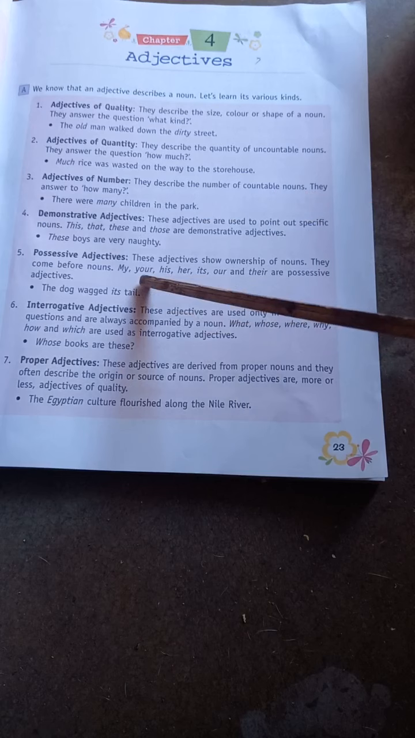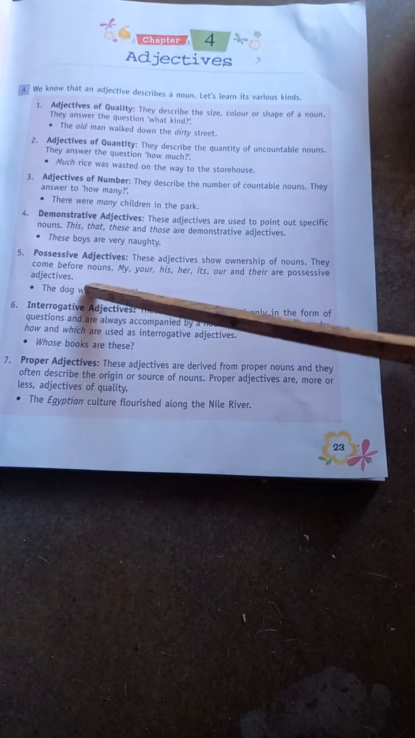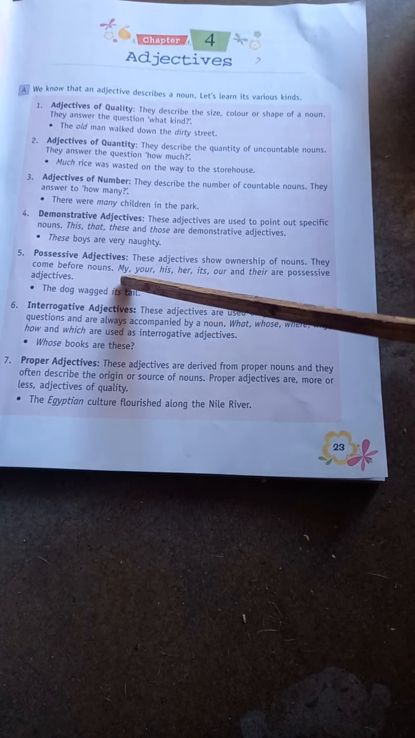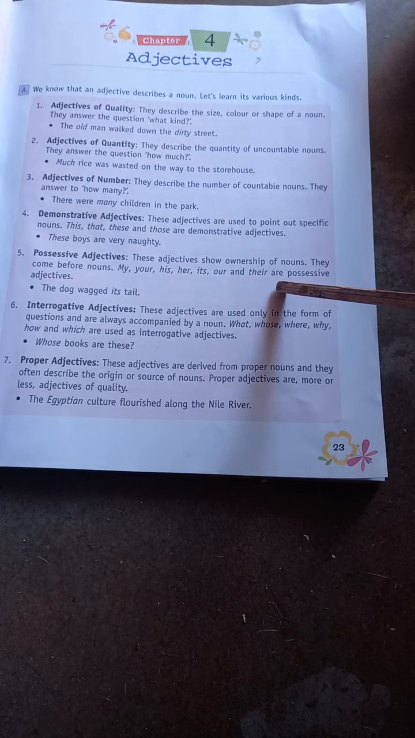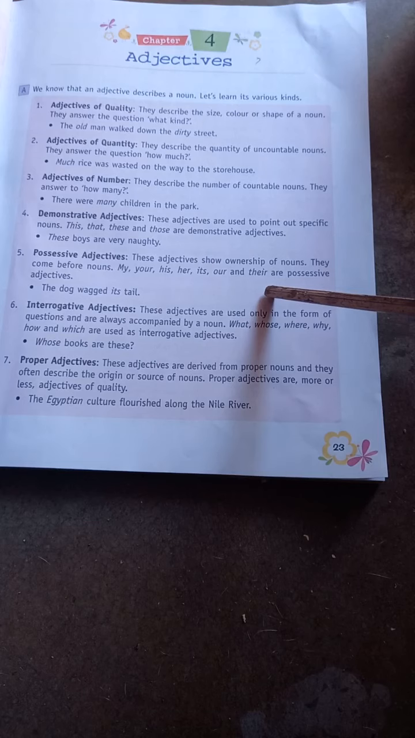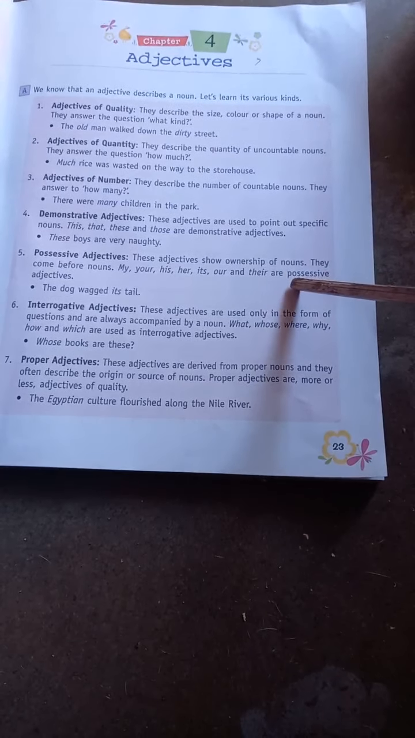Then possessive adjectives which show the ownership of the noun. They came from nouns: my, your, his, her, its, our, and these are possessive adjectives. Like the dog dragged its tail. Means its is the dog itself. Whose tail? The dog's tail. This is my house. Whose house?